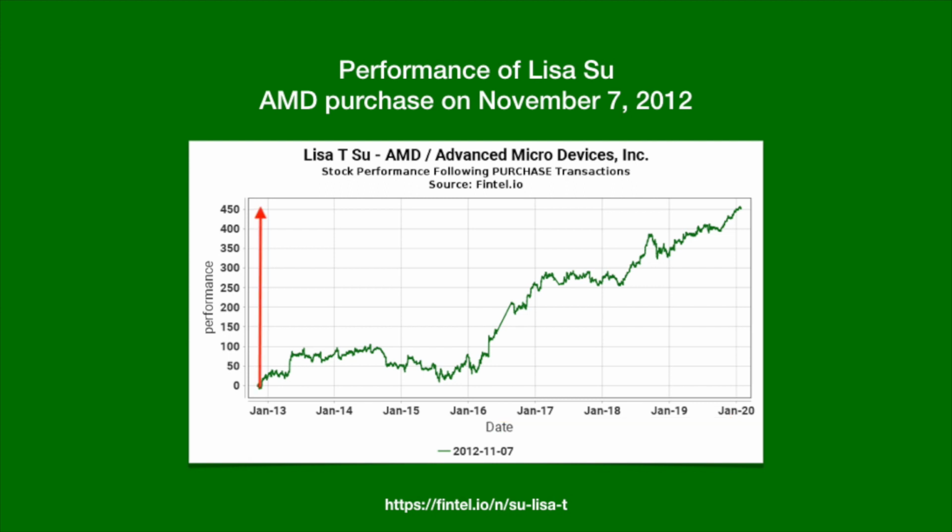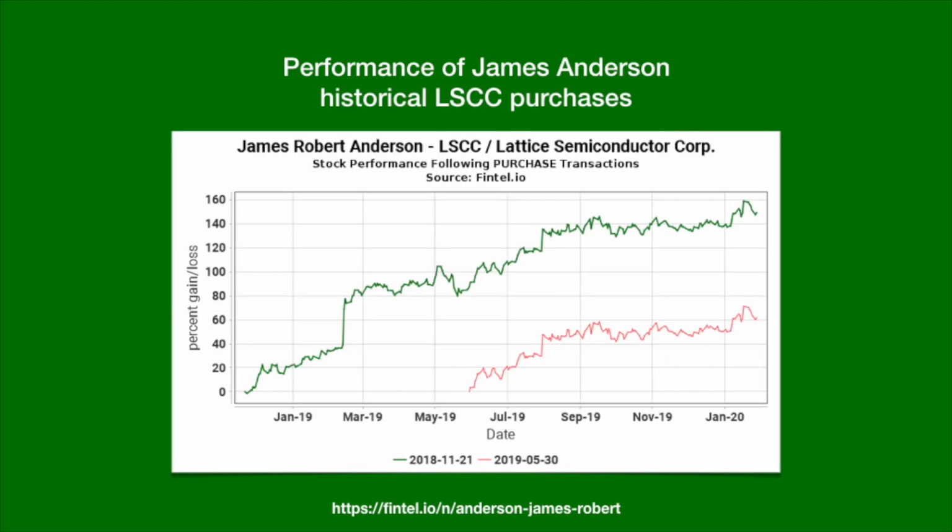The vertical axis is the percent gain or loss, or the cumulative percent gain or loss. Okay, so if you track this line from the zero spot, which is the date of the purchase, through the current period, you will see that the total cumulative return for this particular trade, had she held on to it, was 450%. Now I'm going to show you a second chart.